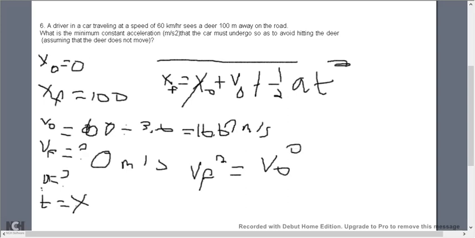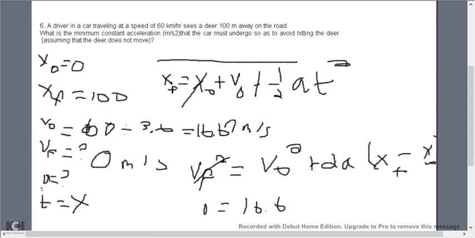V squared equals v naught squared plus 2a times xf minus what? X naught. A little rough, but we get the idea. Final is going to be 0. Initial is going to be 16.67 squared. Looking for acceleration. My initial position is 0. My final position is going to be 100.